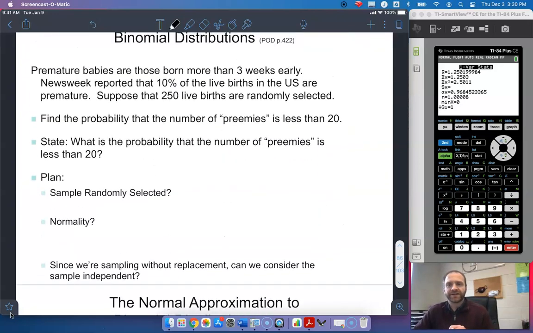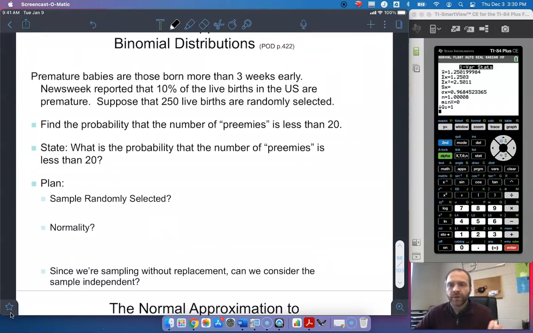All right, there we go. So now let's do one last one. Premature babies are those born more than 3 weeks early. Newsweek reported that 10% of the live births in the U.S. are premature. Suppose that 250 live births are randomly selected. Find the probability that the number of preemies is less than 20. So this is a state, plan, do, conclude. State: what is the probability that the number of premature babies is less than 20?